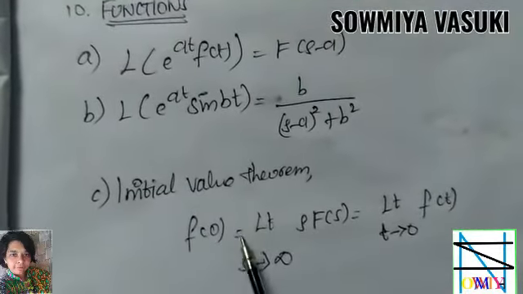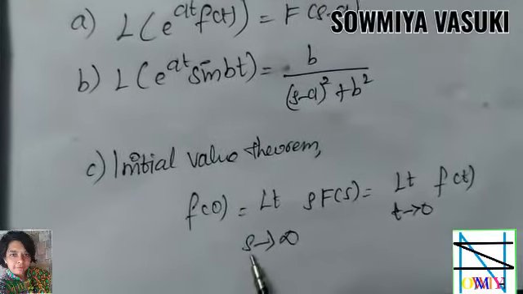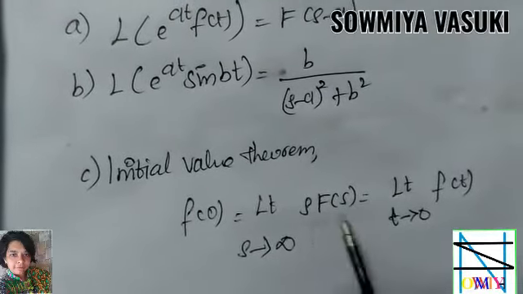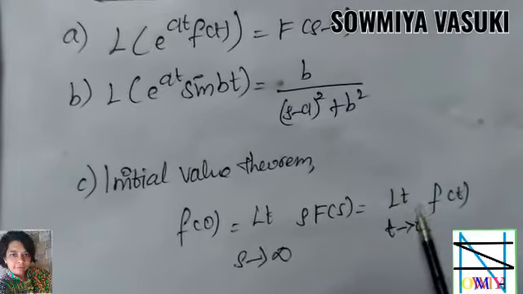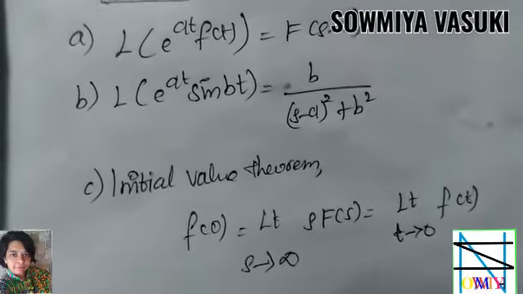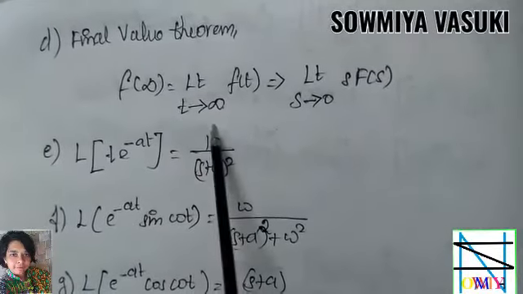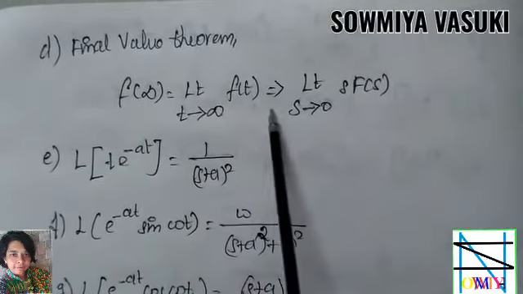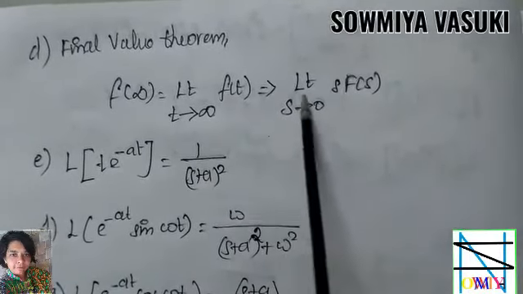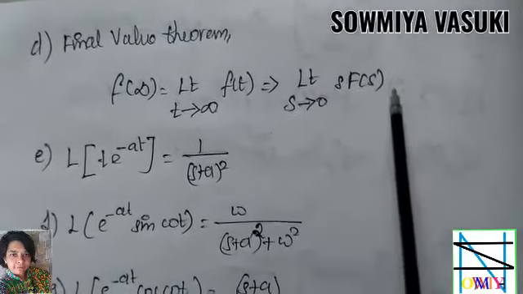Initial value theorem. So f(0) is equal to the limit as s tends to infinity of s F(s), which is equal to the limit as t tends to 0 of f(t). Final value theorem. f(infinity) is equal to the limit as t tends to infinity of f(t), which is the limit as s tends to 0 of s F(s).